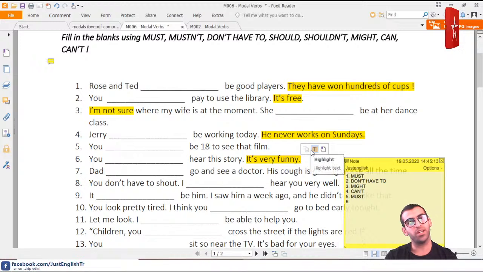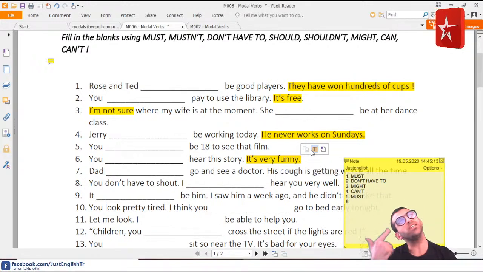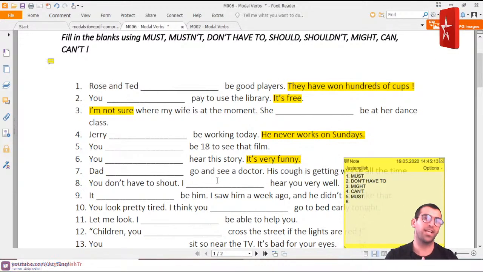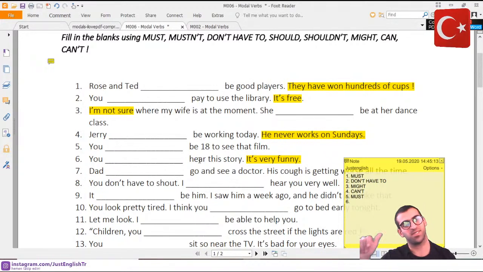You should hear. We can't use... not "you should hear." You should read, we can say. You should listen, we can say. Not hear, but because of hear, it is very funny. You must hear this story.